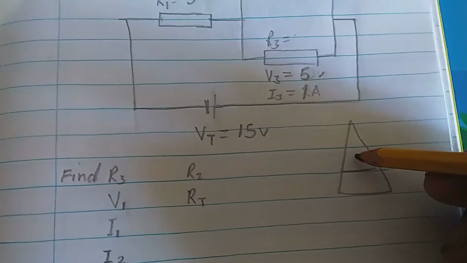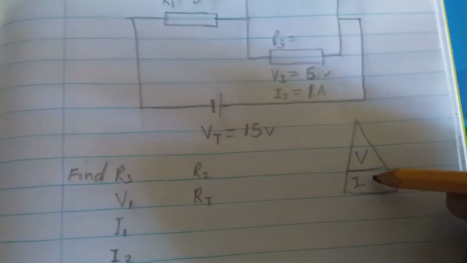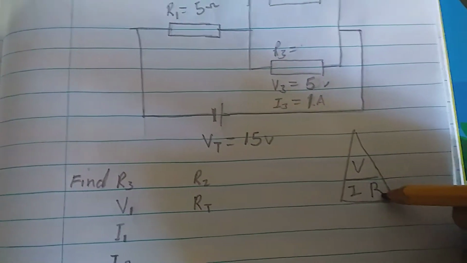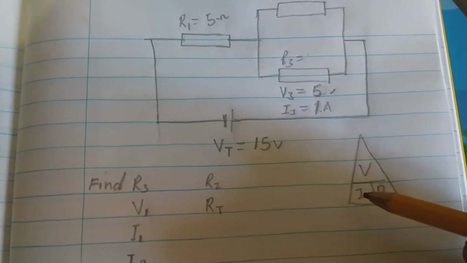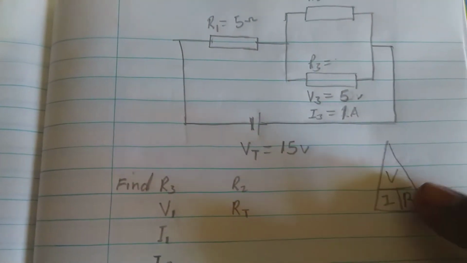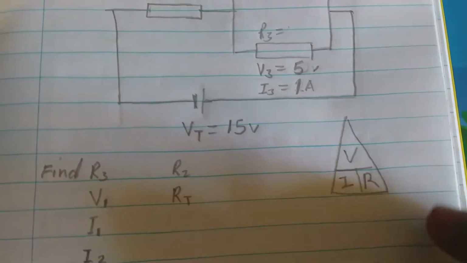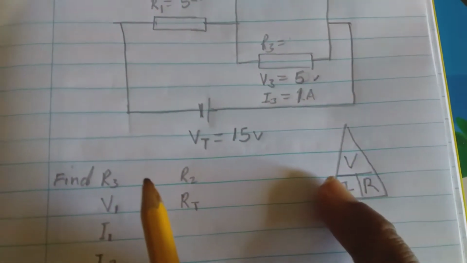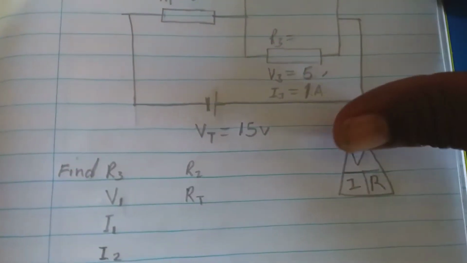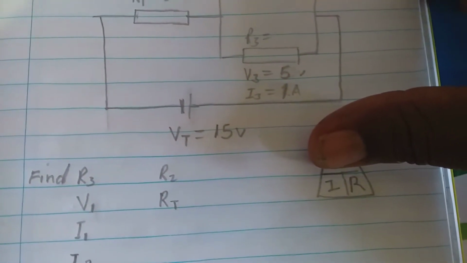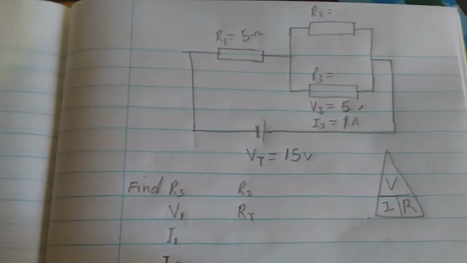Here we have V up at the top, we have I, and then we have R. Put a split in between, so we have V, I, R. If you're looking for R, you cover R, and we have V over I. If you're looking for I, cover I, and we have V over R. If you're looking for V, cover V, and we have I times R. So we're going to use this triangle in some way to assist us.